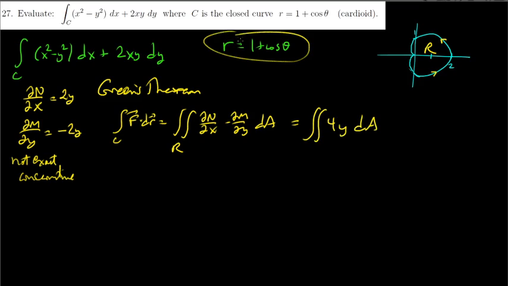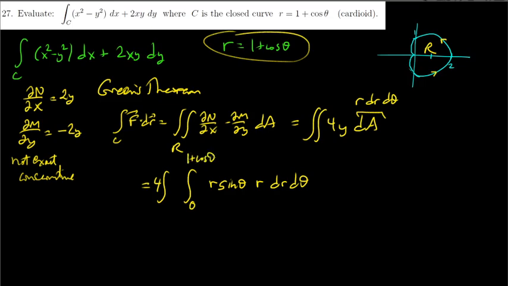And we'll use polar coordinates here. So we can bring out the 4. That's a constant. And then y is r sine theta. And then dA, remember, is r dr d theta. r goes from 0 to 1 plus cosine of theta, and theta goes from 0 to 2 pi, since we're going all the way around.